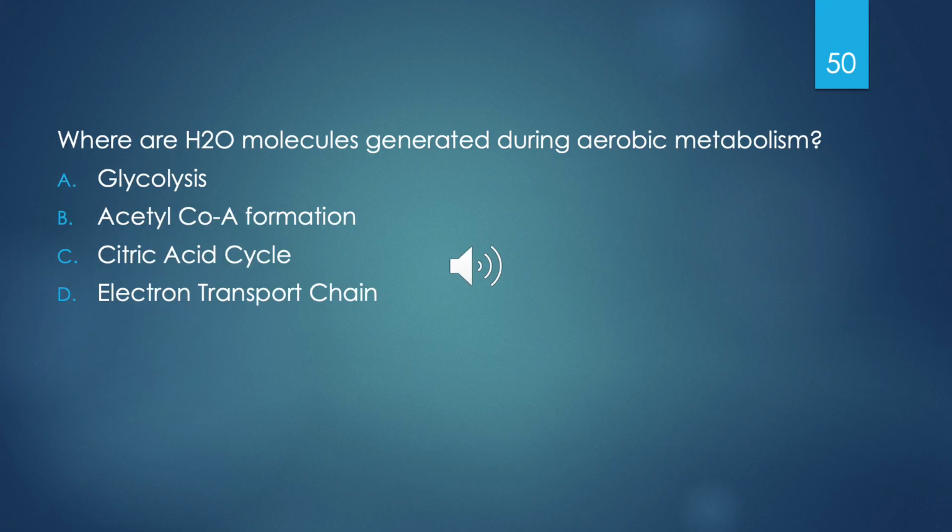Where are water molecules generated during aerobic metabolism? A, glycolysis, B, acetyl-CoA formation, C, the citric acid cycle, or D, electron transport? Well, first off, the tip is aerobic metabolism, so we can rule out glycolysis right away. So now you're down to 3. And if we look at where water is generated, we end up with one water molecule that gets provided through the electron transport chain. So the answer is D, the electron transport chain.